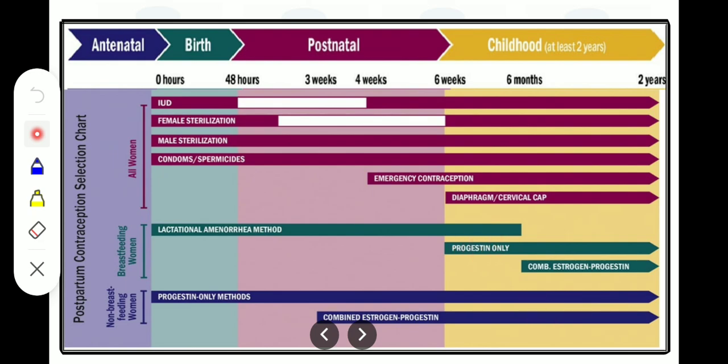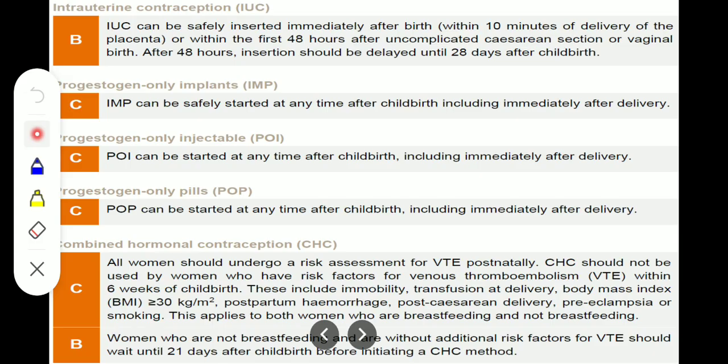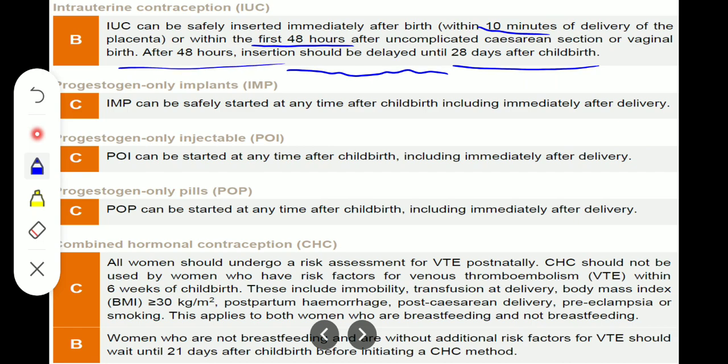Okay, so there are certain points. IUCD can be safely inserted immediately after birth within the 10 minutes of delivery of placenta, or within the first 48 hours after uncomplicated cesarean section or vaginal birth. After 48 hours, insertion should be delayed until 28 days after childbirth. Implant can be started at any time after childbirth.